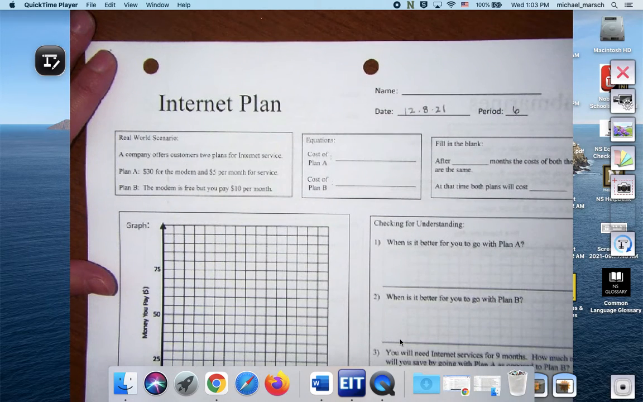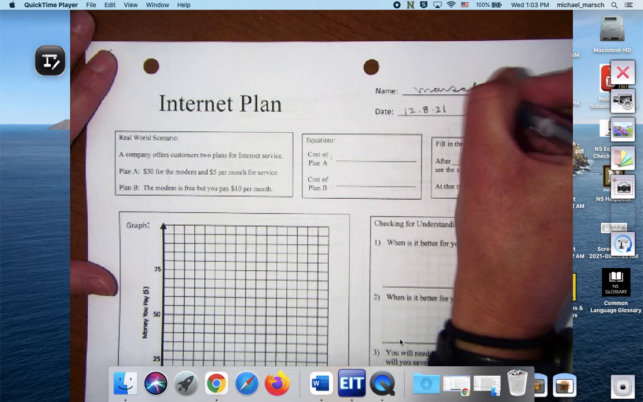12/8/21. We're in 6th period. Put my name on there just for fun.